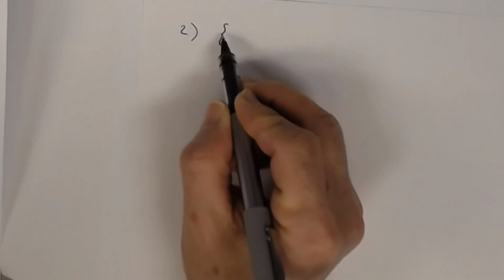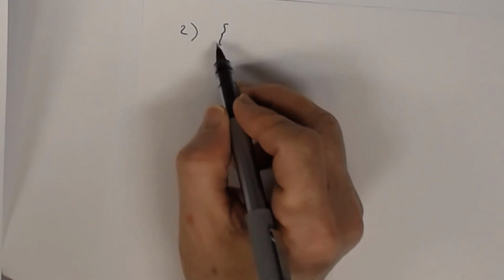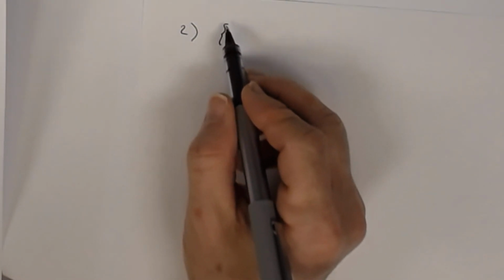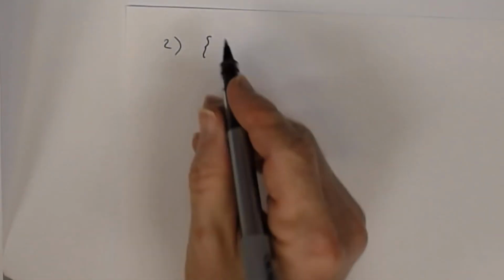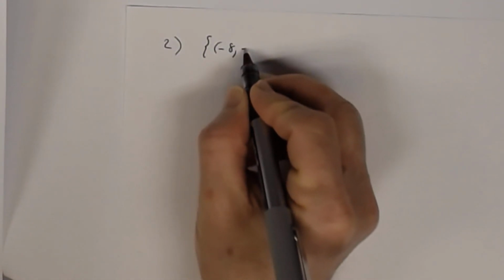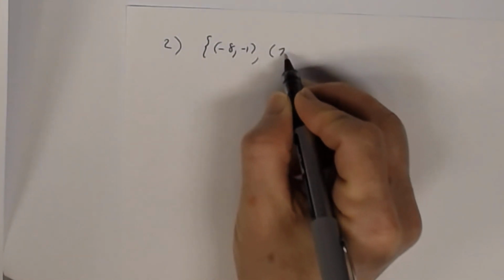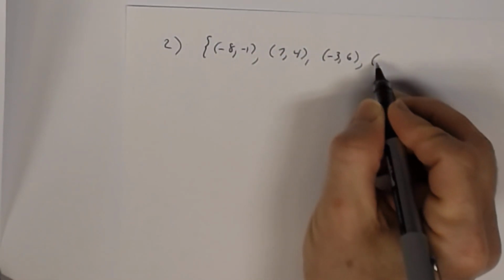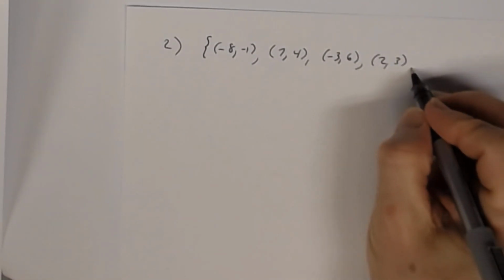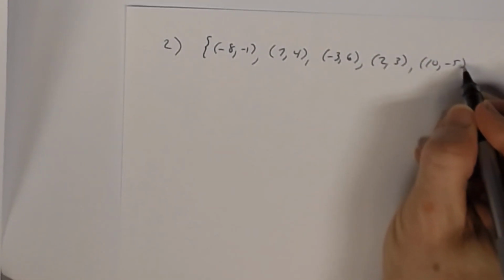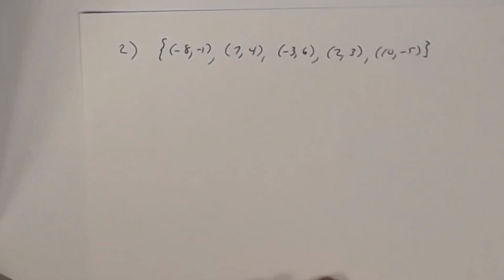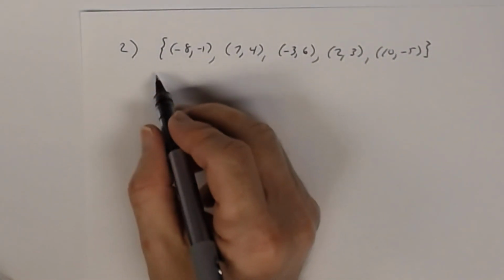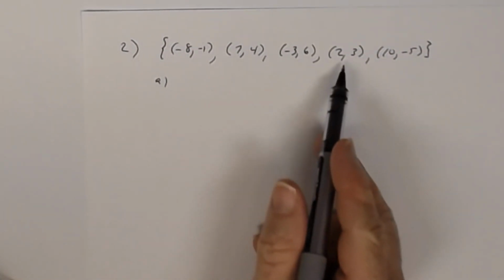So this is number 2. So here's our relation. So this is the notation for a set. So this relation consists of the set of ordered pairs (-8, -1), (7, 4), (-3, 6), (2, 3), and (10, -5). All right, and then part A, you want to determine if this relation is a function.